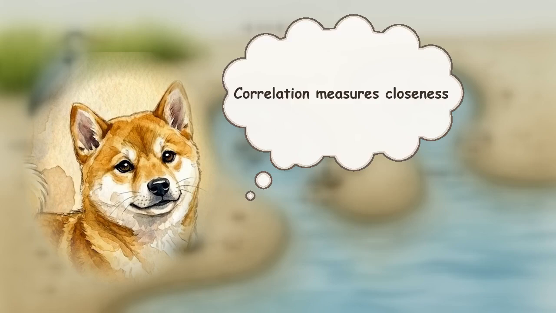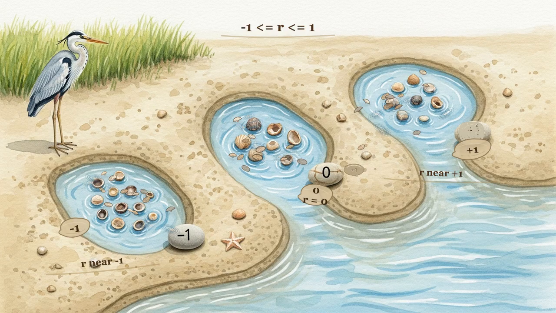Correlation measures closeness. Near 1 means strong. Near 0 means weak. Welcome back to the estuary census. When we map out our data, we want to know how tightly those individual crabs hug a straight line. To track that, we use the correlation coefficient, R, scaling from -1 to +1.